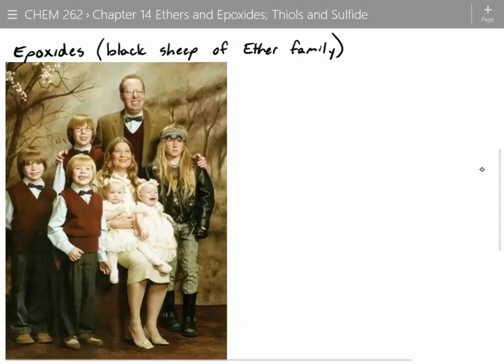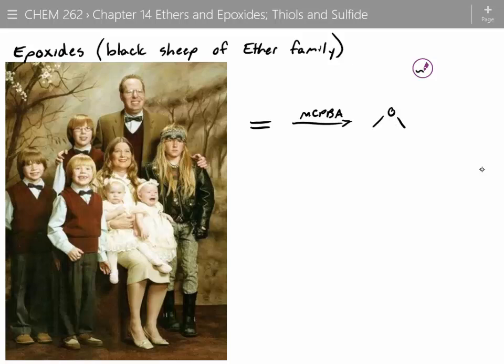And we've already seen epoxides when we covered our alkene chapter. Epoxides go by a few different names, but we saw that we can make them by reacting a normal alkene with MCPBA, and we can get to this guy, which is just called an epoxide.